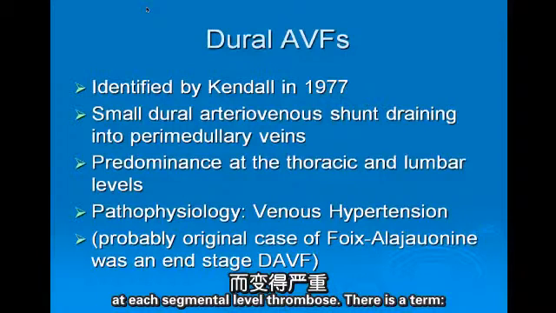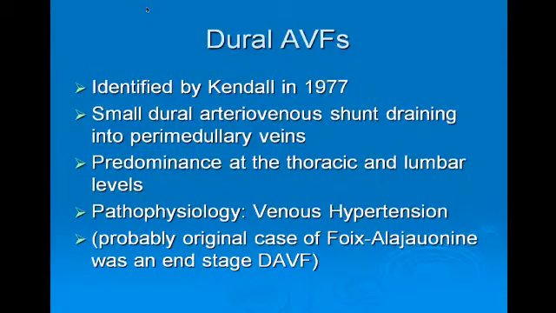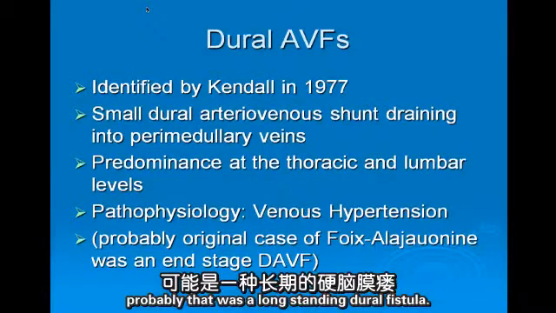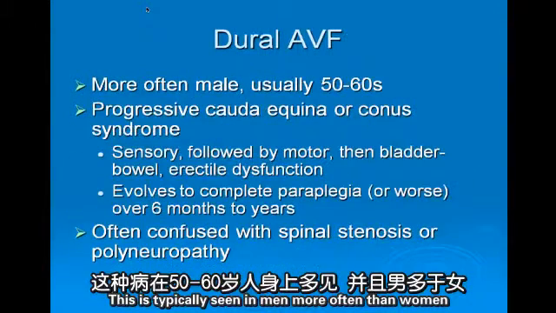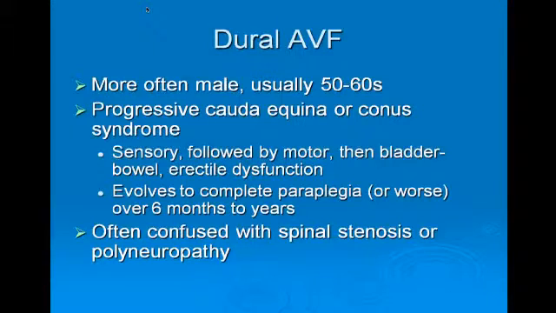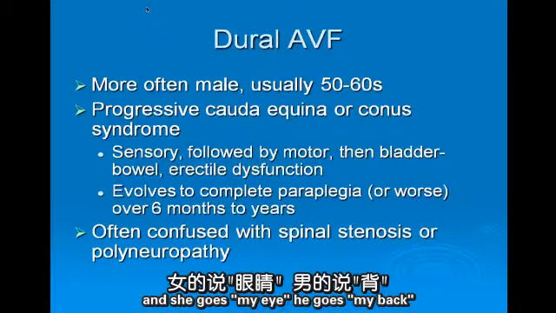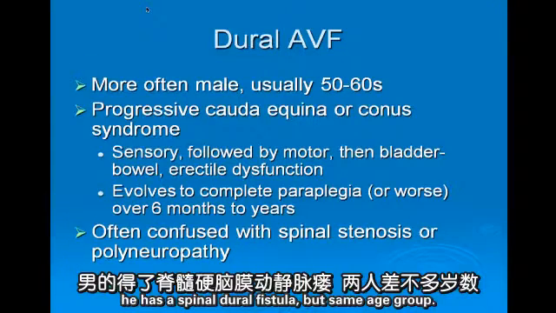There is a term, Foix-Alajouanine, ascending necrosis of the spinal cord. Probably that was a long-standing dural fistula. This is typically seen in men more often than women, 50s to 60s. The saying is, you get this old couple come in, and she goes my eye, he goes my back. She has a cavernous sinus dural fistula, far more common in women. He has a spinal dural fistula, but same age group.